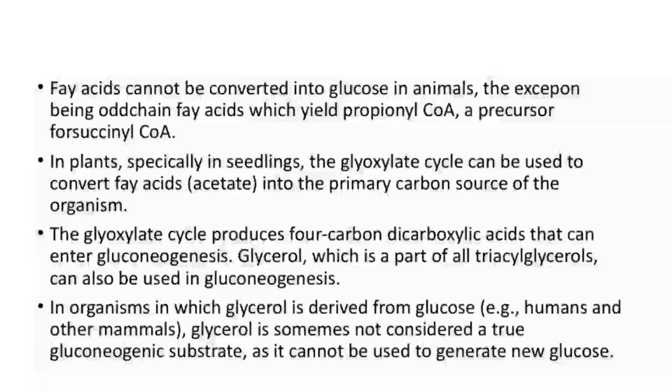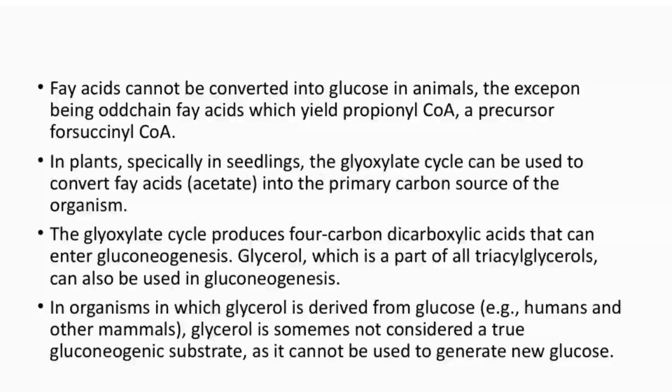So the key takeaway here is that while animals have limited ability to convert fatty acids into glucose, plants have a specialized pathway, the glyoxylate cycle, that enables them to do so. And glycerol can contribute to gluconeogenesis, but its role varies depending on the organism and its metabolic context. This highlights the diversity in how different organisms handle fats and sugars, tying back to our overall theme of metabolic flexibility. Let's explore how gluconeogenesis kicks off inside the mitochondria.